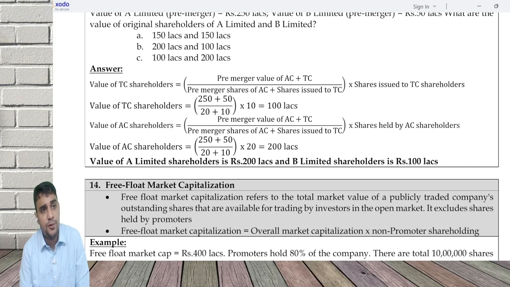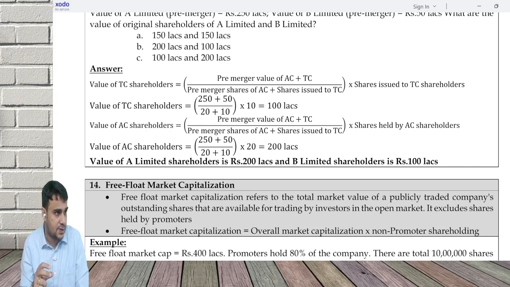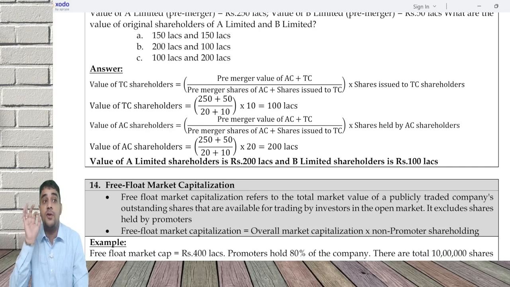What is free float market cap? If a promoter is holding 10% of the company, then 90% is held by public. Or, not 10%, let's assume 60%. Promoter is holding 60%, 40% is held by public. Whatever public is holding is called free float market cap.